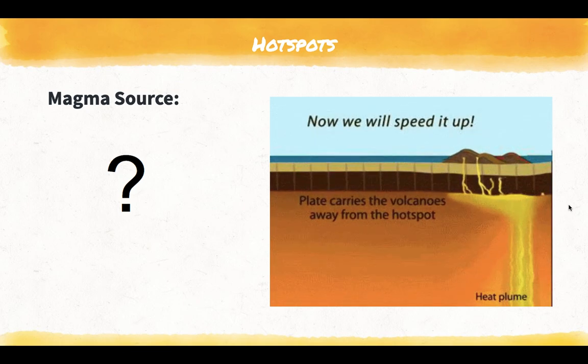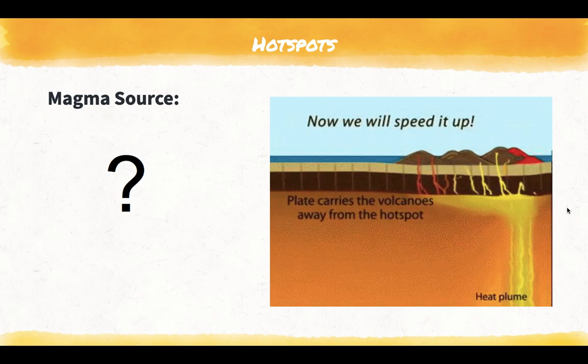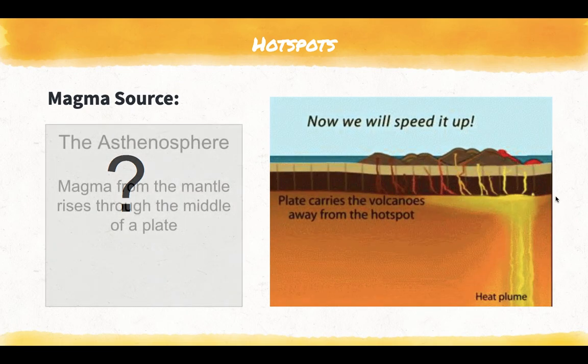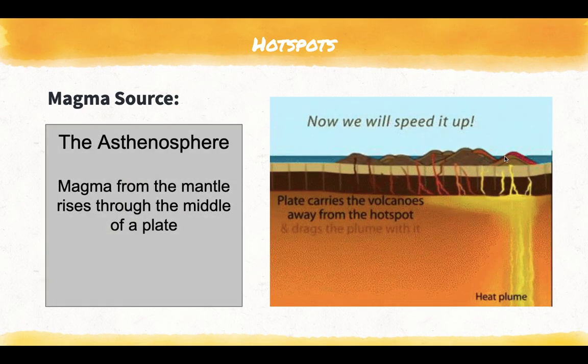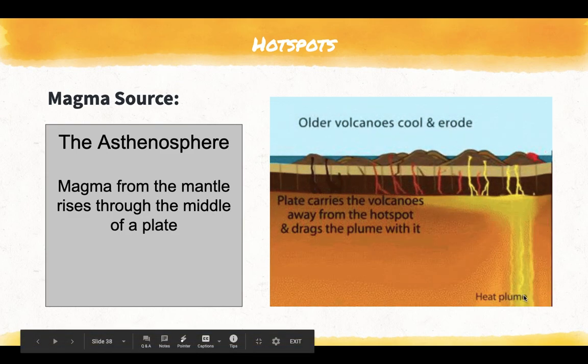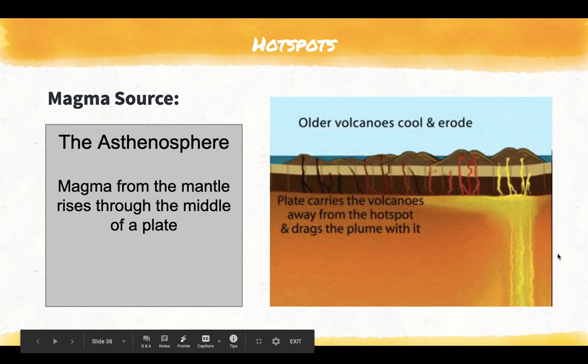And you might be asking, all right, well, what about the magma? Where is that magma coming from? There's no plate melting here. So where the magma that comes out of these hotspot volcanoes is coming from is, again, down in the asthenosphere, just like we saw with the divergent boundary.